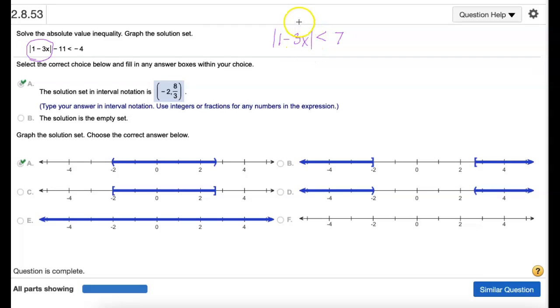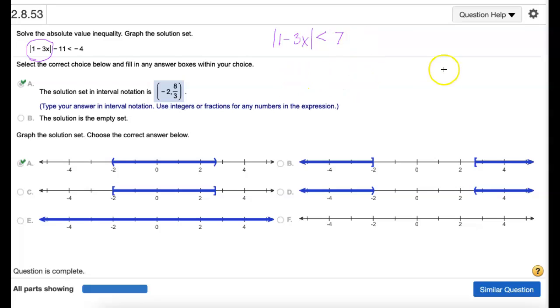I want you to think back to what absolute value really does. It masks what the sign of its argument is. Like, I don't know if 1 minus 3x is positive, 0, or negative, because I know that what's going to come out of the absolute value will always be positive or 0.